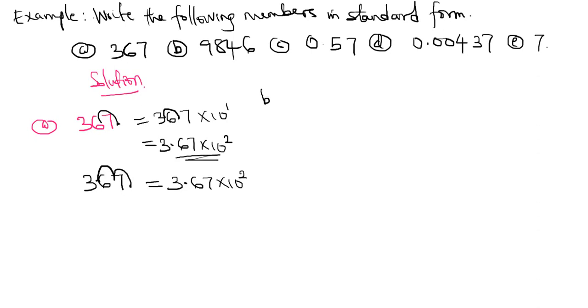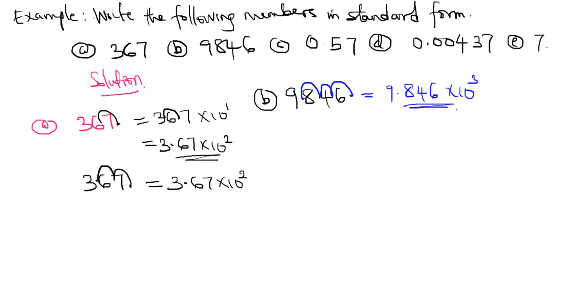Now we have the second number, which is 9846. You want to express this in standard form. Also, you can see that you don't have a decimal point here, which we are going to introduce. When you introduce your decimal point, you move it how many times? 1, 2, and 3. When you do that, you have your decimal point here. That gives this answer to be 9.846 times 10 raised to power 3, because we have moved 3 times.